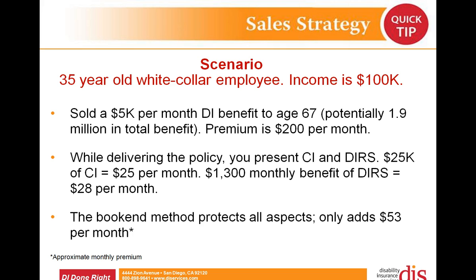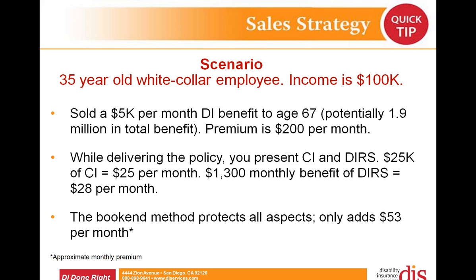So if you have a 35-year-old and they were to become disabled tomorrow and were on claim to age 67, the potential that they could receive in benefits is $1.9 million. And that's typically a tax-free benefit if the client's paying for that themselves. So the premium in this case was $200 a month.